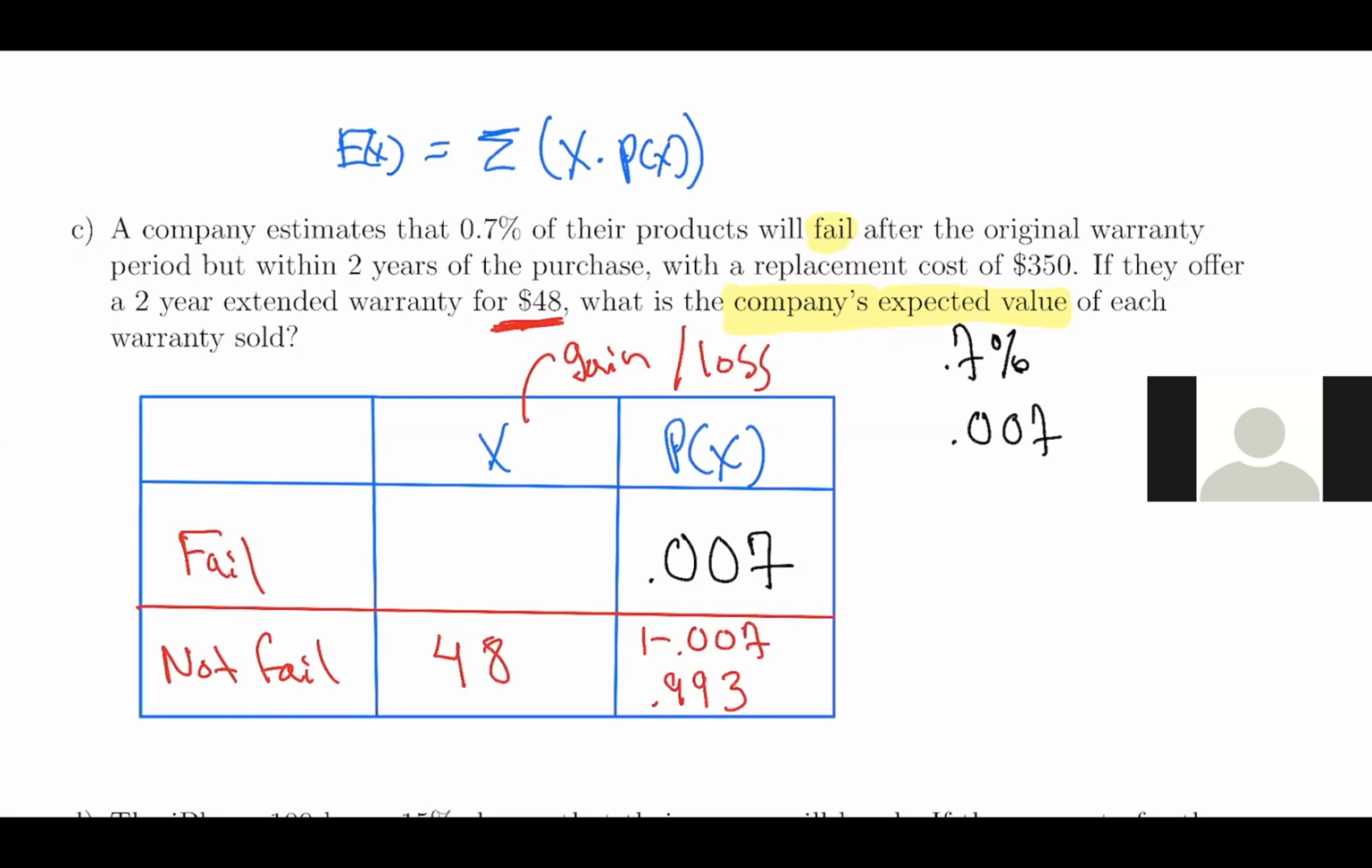But if the product does fail, they have to pay $350 to replace it. They're not out that entire $350 because they still have the original $48 they collected for the product. So you do 48 minus 350, and you get negative 302. Any questions so far? I got negative 302 and 48.